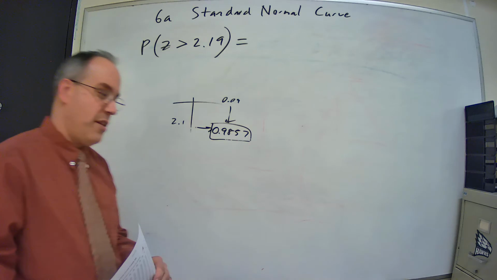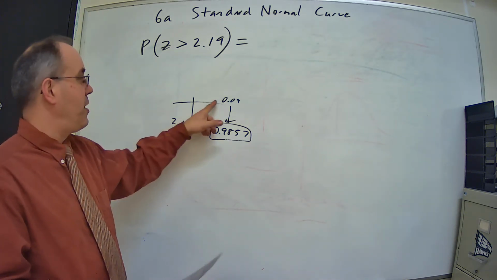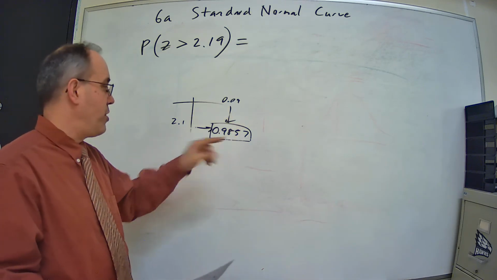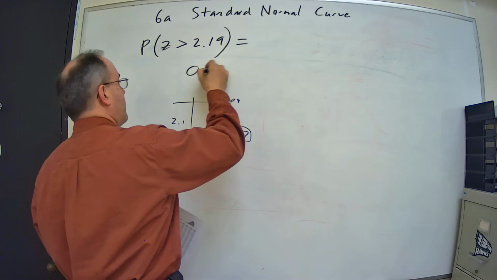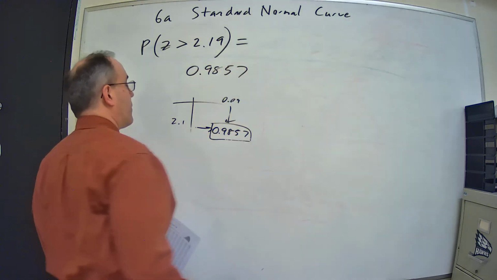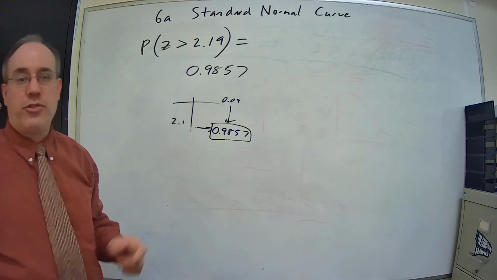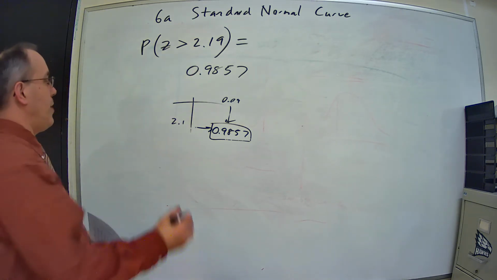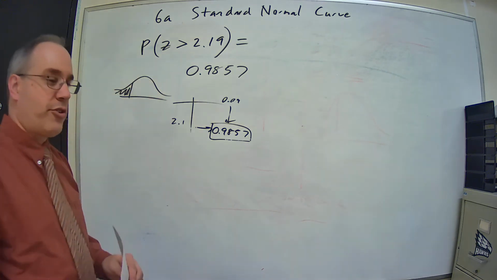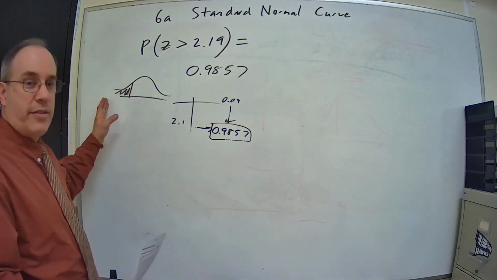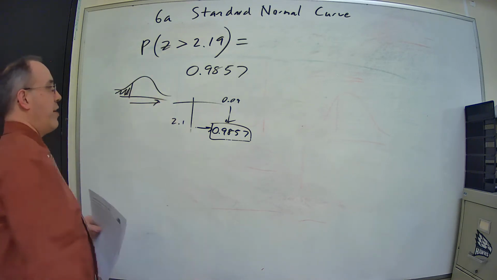So I pull that out of my table, 2.1 in the left-hand column, 0.09 at the top, find where they match: 0.9857. And I'm looking for the probability that z is greater than 2.19. Remember my table has that picture to remind me, it always gives me the area to the left. I'm looking for the greater than, so I'm looking for the area to the right.